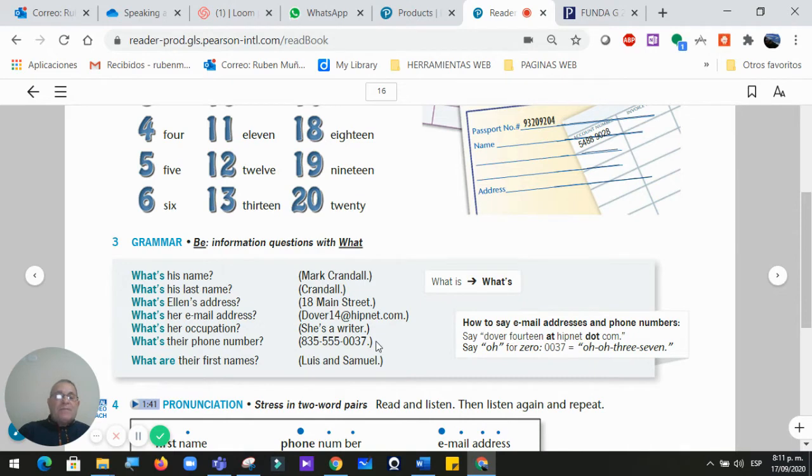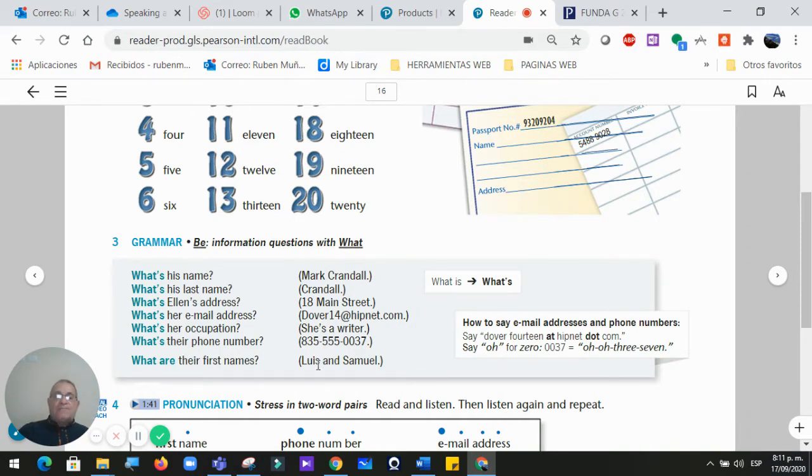Recuerden, para respuestas cortas, solo esto es aquí. Si queremos practicar bien el inglés, decimos their phone number is 835555-0037.